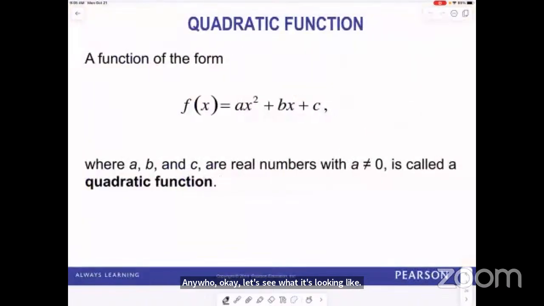So what do we mean by a quadratic function? It's a function of the form f(x) = ax² + bx + c, where a, b, and c are real numbers, and a is not equal to 0. We call this a quadratic function.